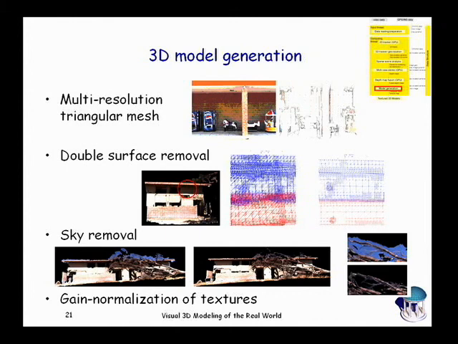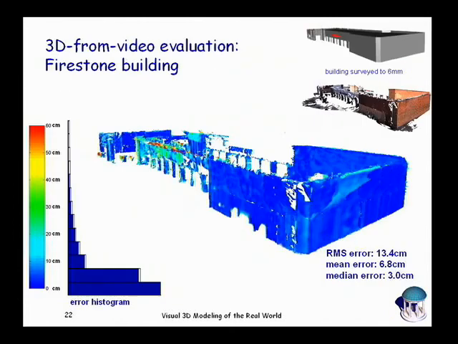Typically most of the surface will be seen 2 or 3 times. So we try to remove that in a step where we render and see which is consistent. Also, things like sky that is attached because of the stereo correlation window and so on, we try to eliminate all of that and also normalize textures and so on.